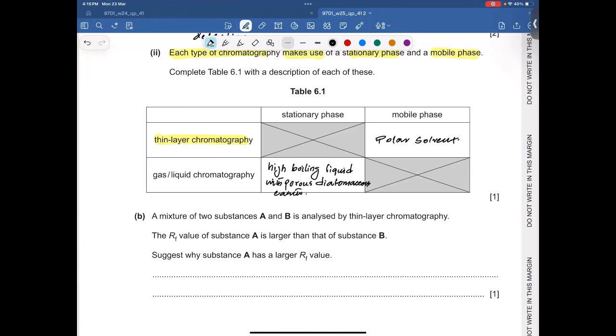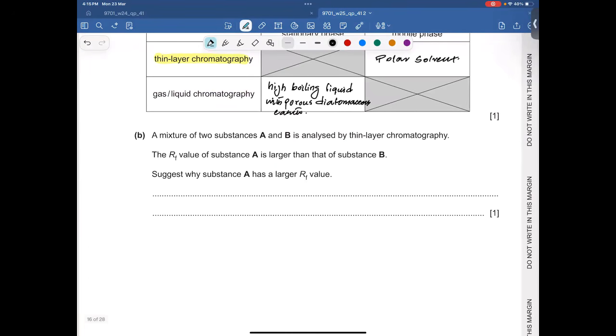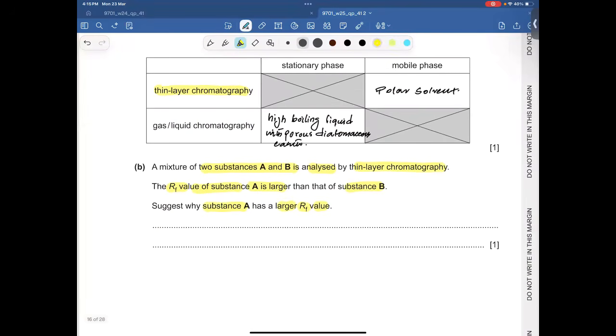Okay. A mixture of two substances, A and B, is analyzed by thin layer chromatography. RF value of substance A is larger than that of substance B. Explain why A has a larger RF value. If A has a larger RF value, it means substance A covers the most distance. If substance A covers the most distance, it means it is less polar and has a strong affinity with the mobile phase, or you can say that it has less affinity with the stationary phase.